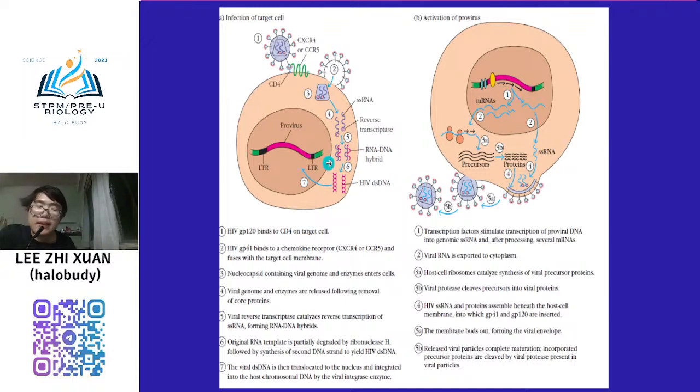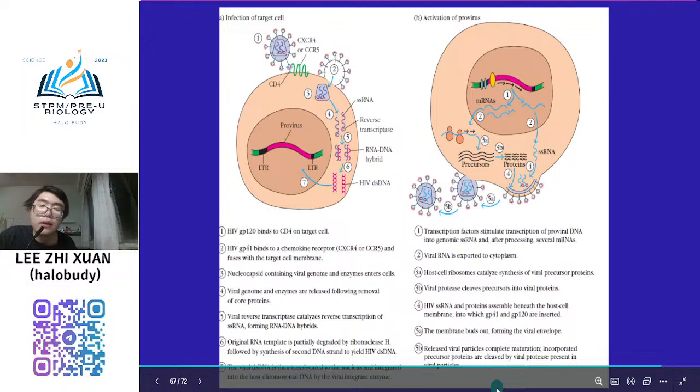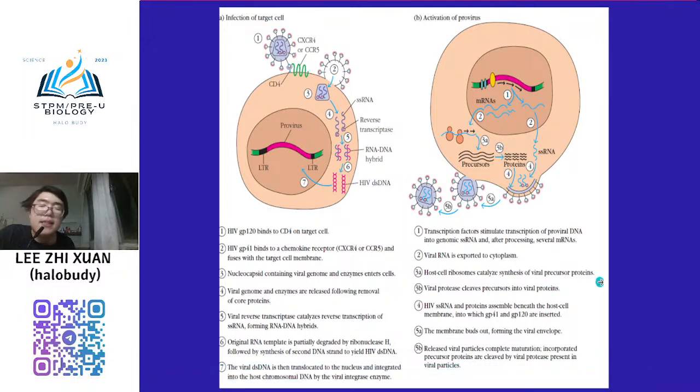Akan mati, semua akan mati. In the end, your body does not contain any helper T cell anymore. So very dangerous lah. Sangat bahaya lah. Okay, so this is the mechanism of the HIV virus.